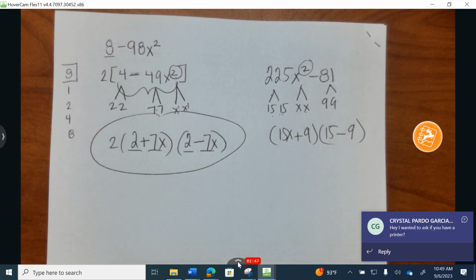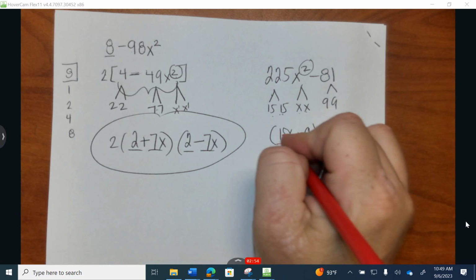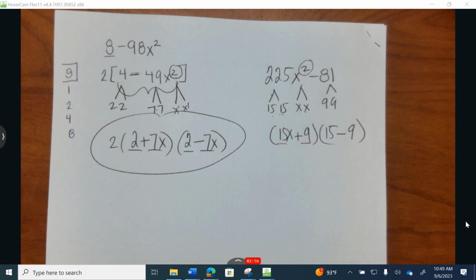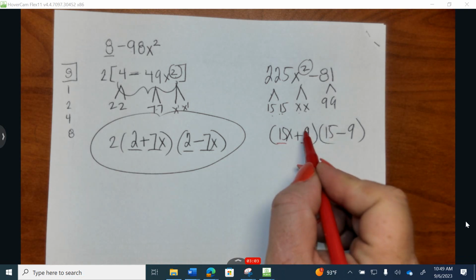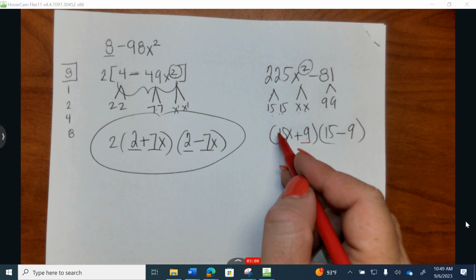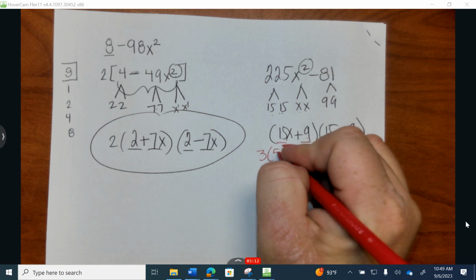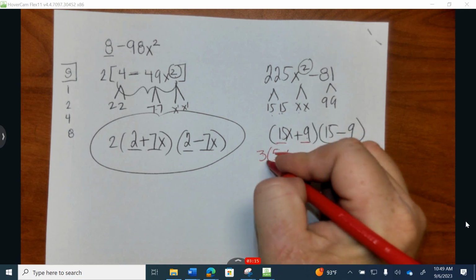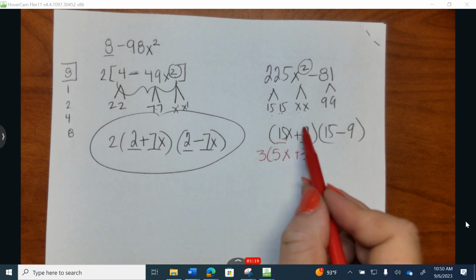But what's different about this problem compared to the previous problem is that the 15 and the 9, I'm going to underline those. I recognize that there is a value that divides into 15 and 9 that allows me to reduce it. What is the largest number that you can divide nicely into 9 and also into 15? 3. So let's put a 3 out front. 3 times 5 is 15, bring down the x. 3 times 3 is 9. So I just factored a 3 out of the first parentheses.